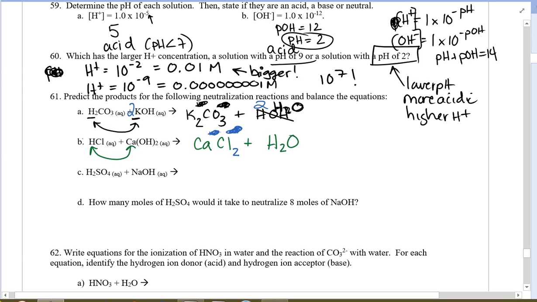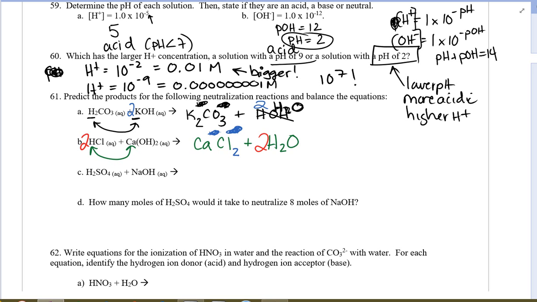So I need to make sure I have 2 chlorines on each side. But now I need 2 hydrogens and 2 hydroxides over here. So now I'm balanced. I have another video where I talk through this in more detail if you want to look back at that one as well.